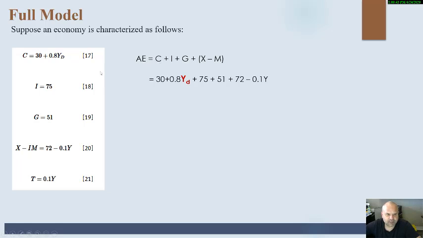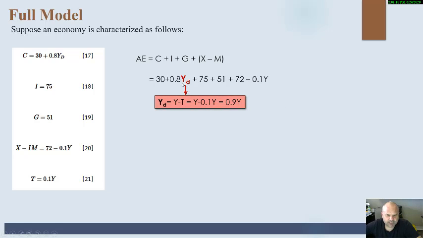So the consumption function is this, so we're simply putting that here. Then we're going to add 75, which is investment, then 51, which is government spending, and then 72, which is the autonomous exports, and then we're going to put minus 0.1y. So this whole expression here is net exports.